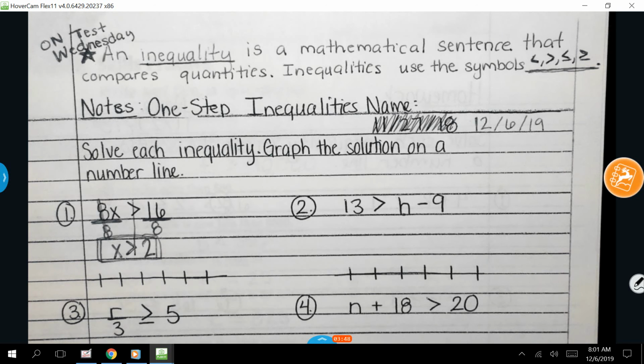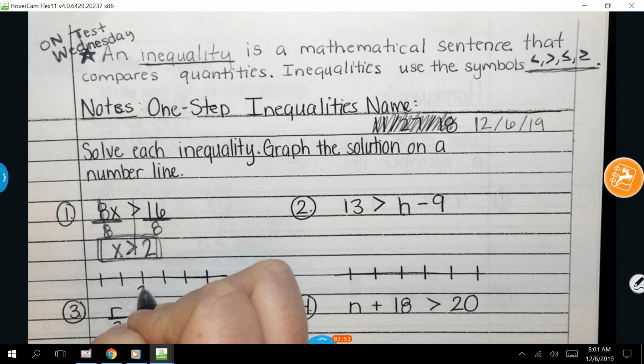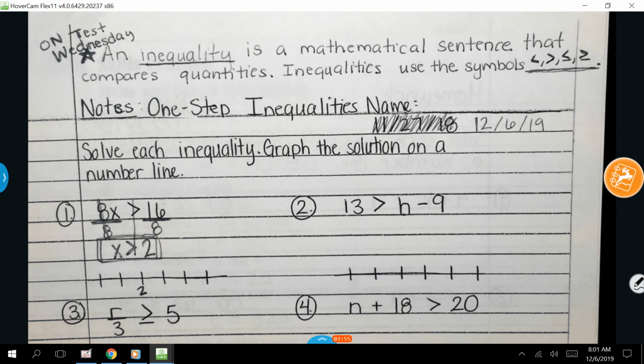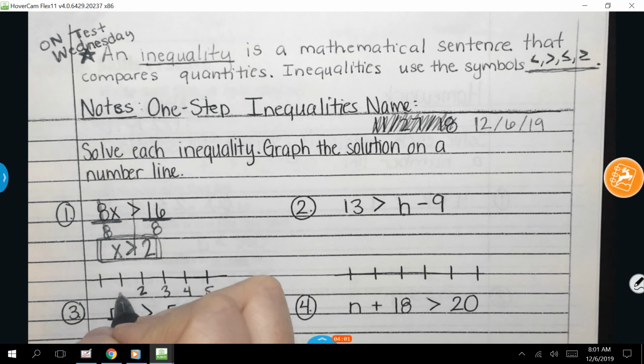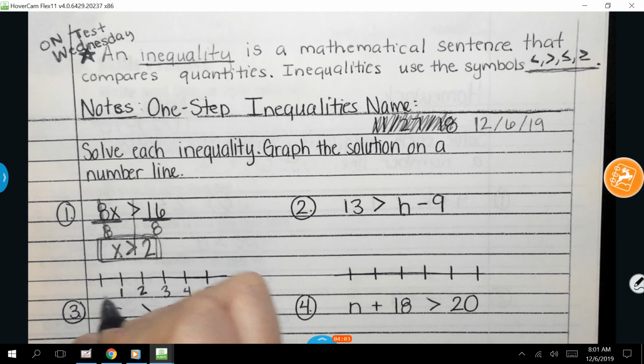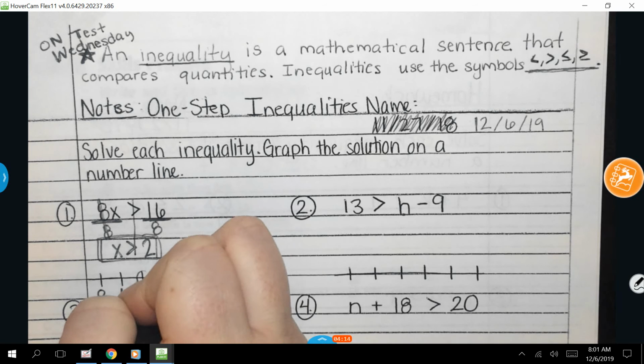So I've drawn out the line for you. I need 2 on here, so I'll just put 2 somewhere near the center typically. Does it have to be in the center? No. All right, so after 2 we have 3, 4, 5. Before 2, 1 and 0. All right, so when I graph this, we need a dot. What type of dot am I going to put on 2? What type of dot, Bailey? An open dot.